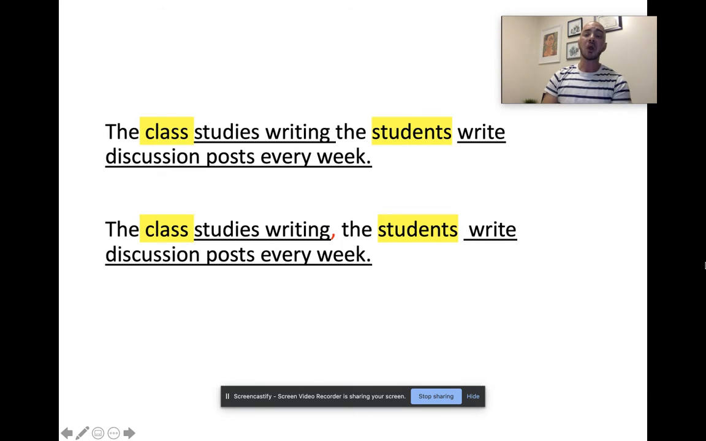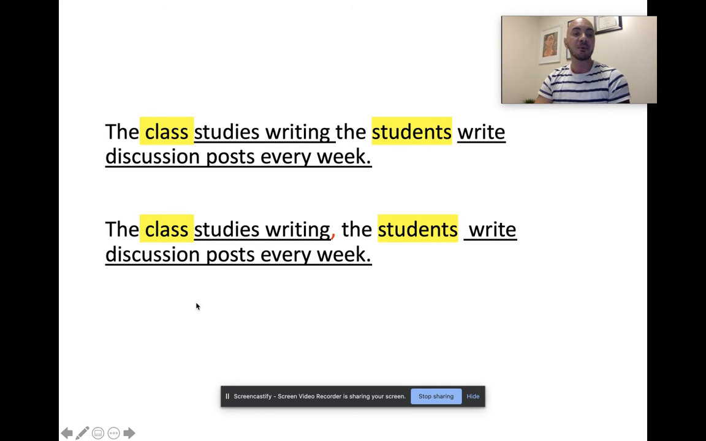So sometimes when we are writing, we accidentally combine two simple sentences together in an improper way, and that is called a run-on. You can almost think about it like a car accident or a train crash, two things that are run together without a buffer being there. So in the first example, we have the class studies writing, the students write discussion posts every week. We have two simple sentences there, as we talked about in the previous slide, but there's no punctuation between the two of them. Therefore, there is nothing to buffer the crash.